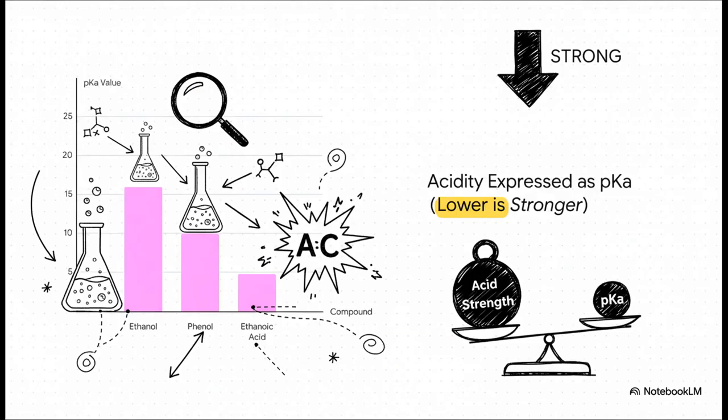And, well, the numbers really speak for themselves. Just remember, a lower pKa means a stronger acid. So ethanol, a typical alcohol, is way up there with a pKa of 16. Phenol does better, around 10. But ethanoic acid, yeah, the stuff in vinegar, is all the way down around 4.8. And because pKa is a logarithmic scale, that's not just a little more acidic, it's thousands of times more acidic than phenol, and literally trillions of times more acidic than ethanol. It's not even in the same league.